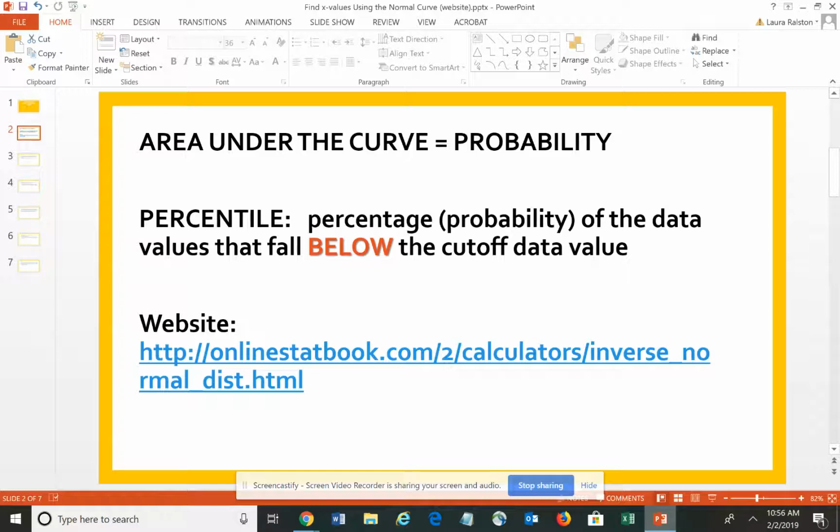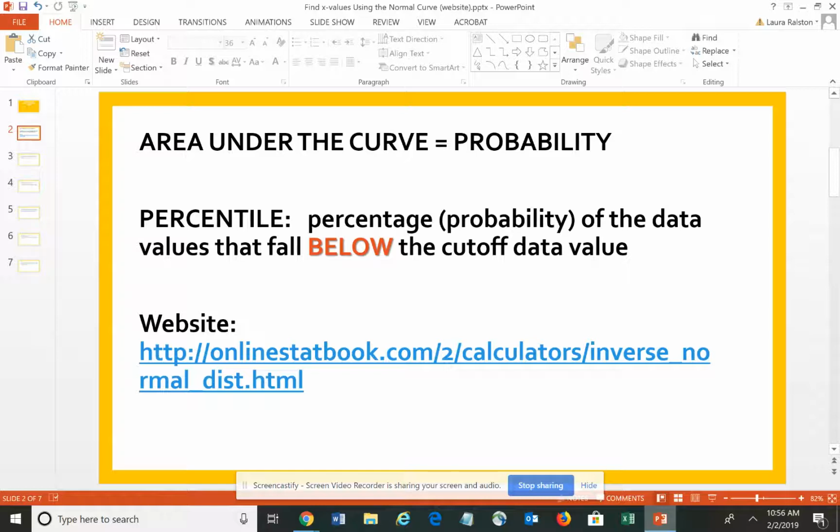Also, sometimes in these questions, it'll say something like, find the 80th percentile. And so I want to remind you what a percentile means. Percentile means that's the percentage or the probability of the data values that fall below that cutoff score. It's important to realize that percentiles describe the percentage below the cutoff score.